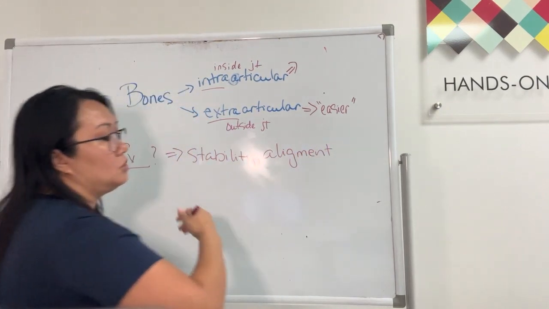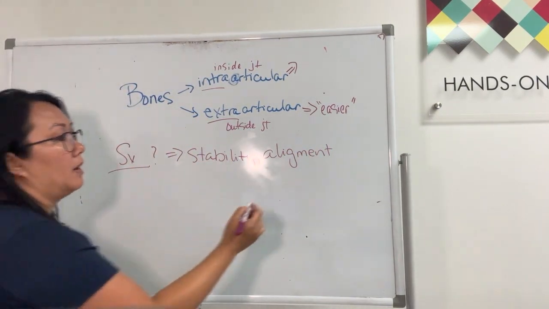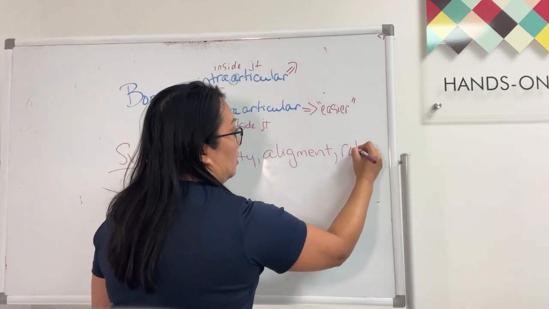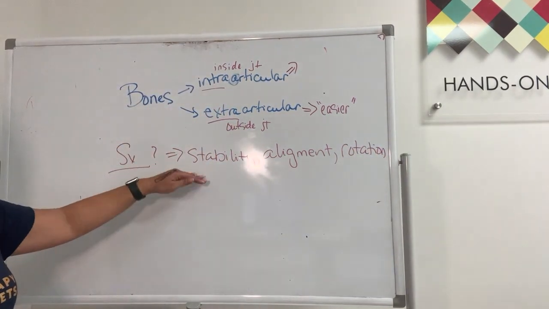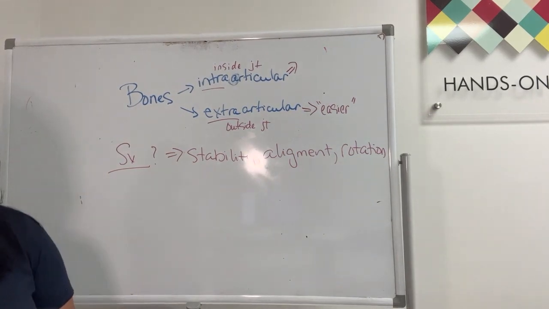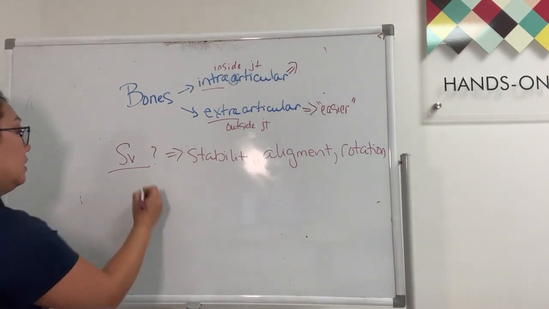And alignment isn't just in one direction or another. It might be a rotational deformity. So surgery is going to help to stabilize, align, and fix any kind of rotational deformities.